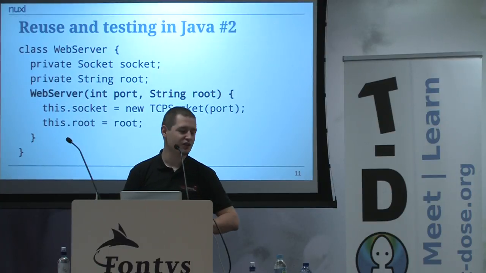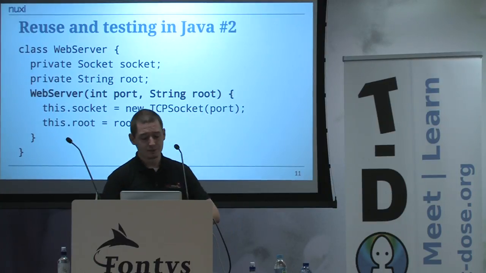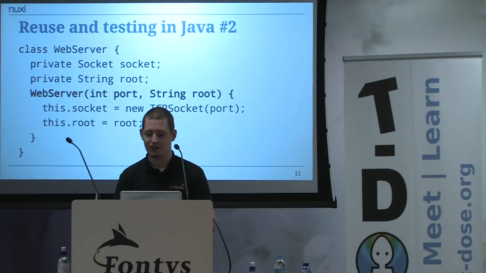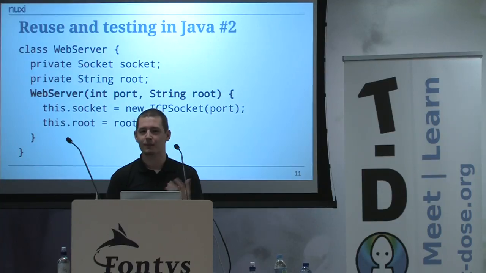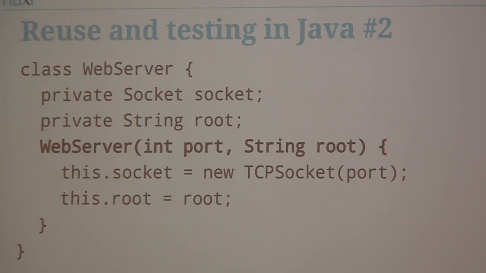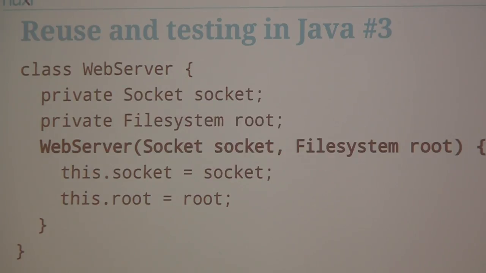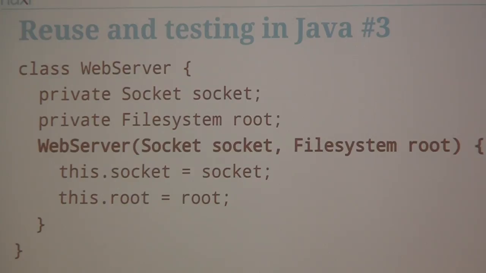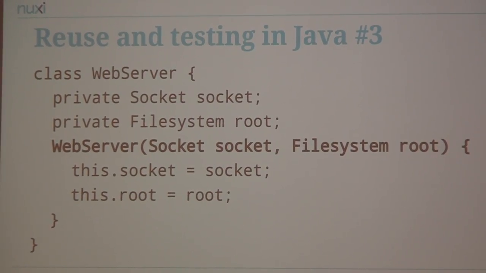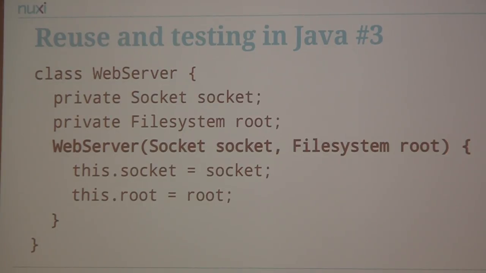So instead, you should write something like this. The constructor now takes two arguments, namely a port number and a root directory, and these are passed on to the TCP socket and assigned to the root directory variable. But still, any decent Java programmer out there will know that this is still not easily testable. Namely, you require an actual TCP socket, a true network socket to send data across, and you need a true file system to simulate files that are being loaded from disk.